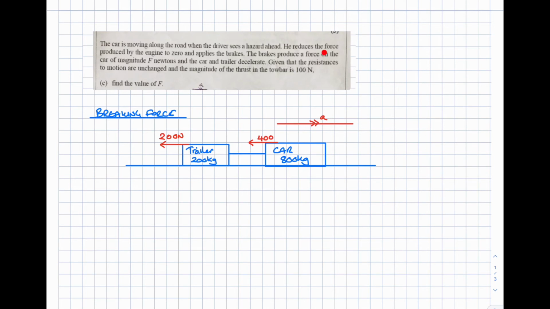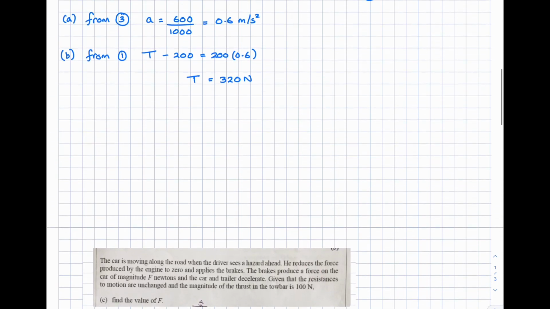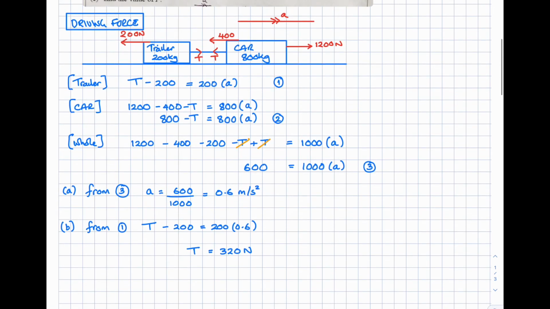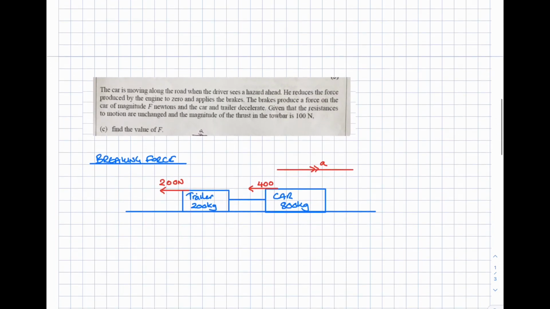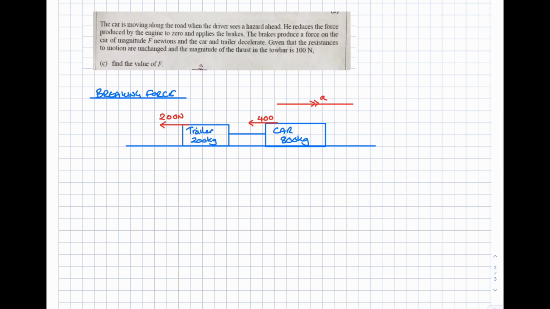Now we're going to apply a braking force. Now a driving force meant that the force was being applied towards the right in the direction of motion. However, a braking force would be applied in the opposite direction because we want to try to bring the car to rest. So we're going to apply a braking force acting towards the left. And the braking force will have magnitude F newtons. So we just indicate that on the diagram.